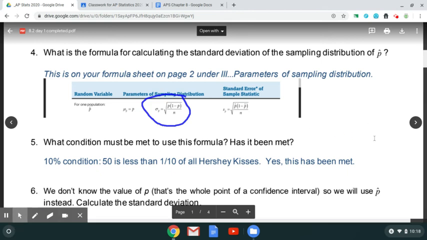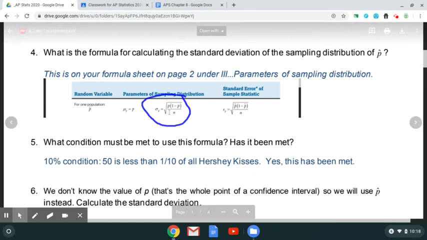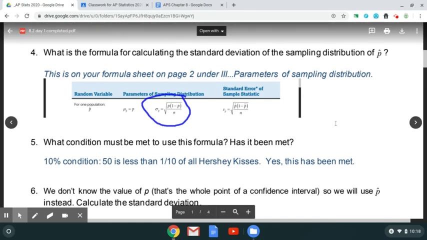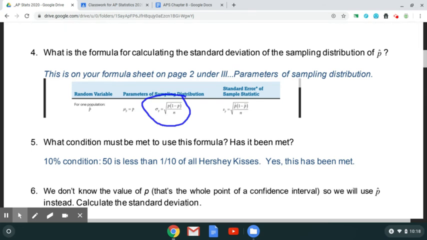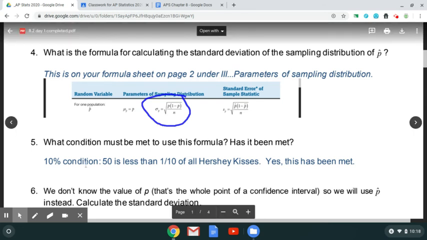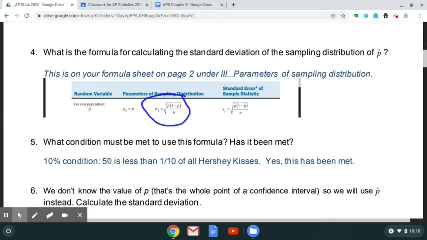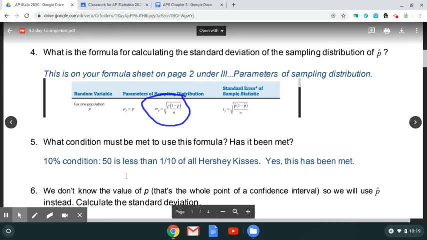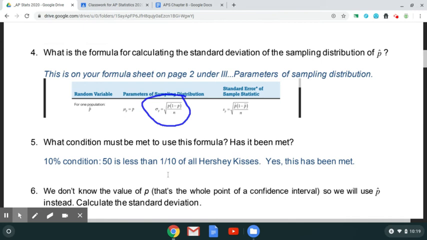All right, so we learned back in chapter 7 that we can't use this formula unless the 10% condition is met, because we are sampling without replacement, so independence has been violated. And yes, 50 is less than 1/10 of all Hershey Kisses in the land. I think it's pretty safe to assume. Remember, 50 times 10 is 500. It's pretty safe to assume there's way more than 500 kisses. There might be 500 kisses in my cabinet.